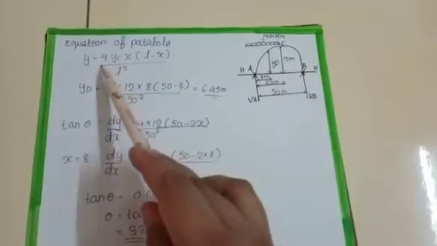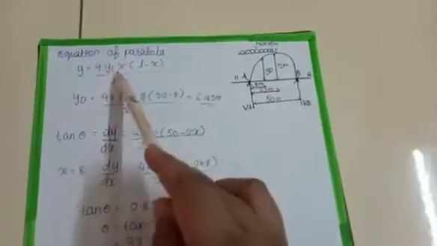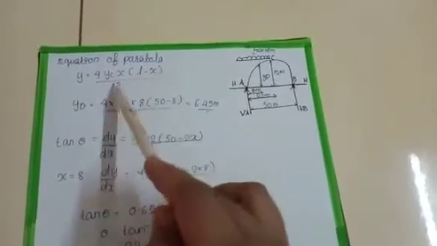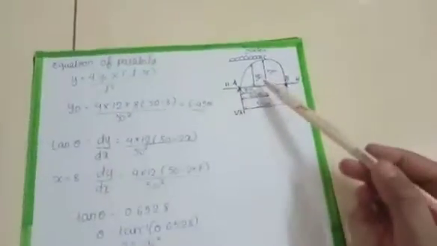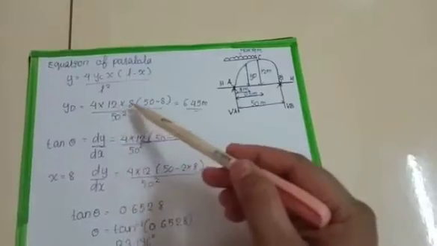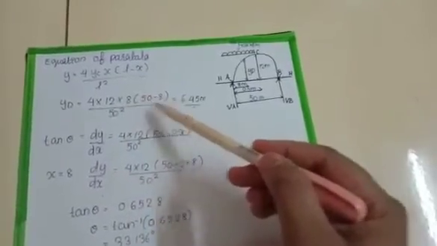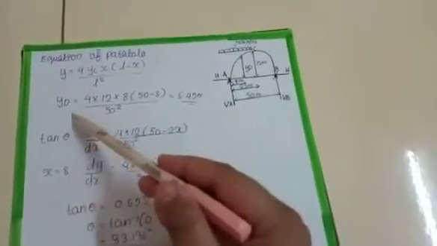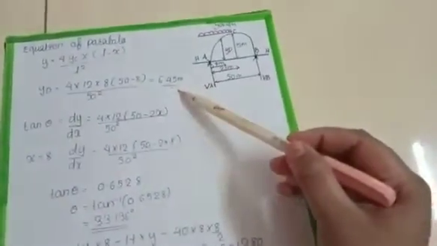Then we consider equation of parabola, that is y equal to 4 yc x into L minus x by L square. Then we want to find yd. Yd is equal to 4 into 12 into 8 into 15 minus 8 by 15 square. We get value of yd is equal to 6.45 meter.